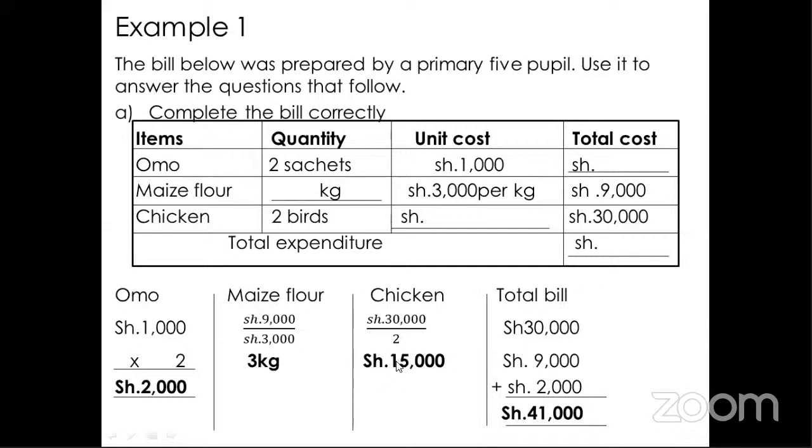When you do this, make sure you don't leave this place blank. Pick your 2,000 here and put it under total cost. Pick your 3 kilograms here and put it here. Pick your 15,000 here and put it there. And your 41,000, fill it in there because they told you to complete the bill. When you leave it empty without completing, you will not get any marks.